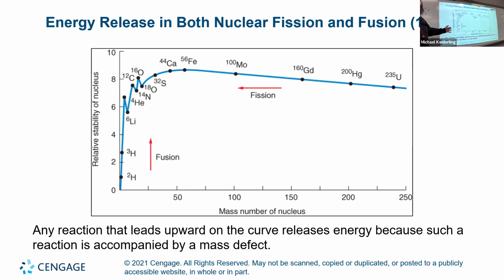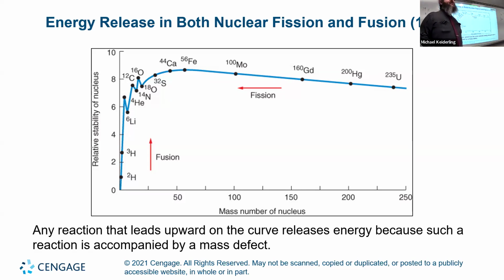So these are the energy release per atomic mass unit of these things. Any reaction that moves upward on the curve releases energy, because the reaction is calculated by mass defect. This is the relative stability of the nucleus. This is the mass number of the nucleus. This is the mass per mass number kind of thing. And you can see here, iron is the most stable nucleus. So the general tendency is for stuff to go to iron-56.